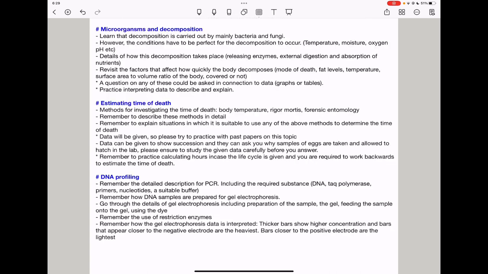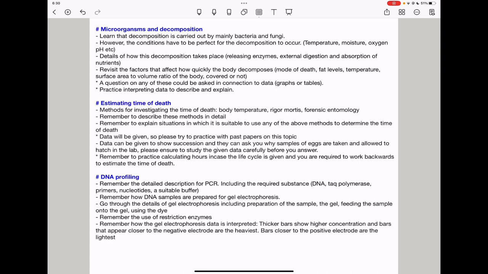The next part is microorganisms and decomposition. Ensure you learn decomposition is carried out mainly by bacteria and fungi. However, the conditions have to be perfect for decomposition to occur. Conditions like temperature, moisture content, oxygen, pH are vital in either speeding up or slowing down the rate of decomposition. They could ask about details of how this decomposition takes place. Ensure you fully understand that these pathogens release enzymes.